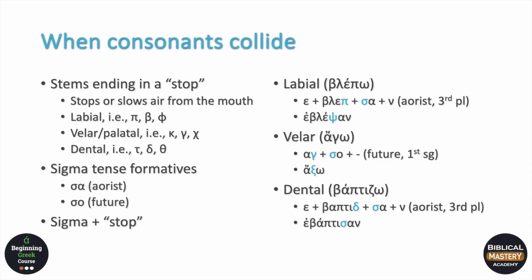And the same happens with the dental as well. The epsilon goes on the front. This is in the aorist, third person plural, just like with the labial there. And you get baptizo. Now, baptizo is an interesting word in the sense that the root actually ends in a delta, but in the present tense that delta turns into a zeta. And the interesting thing about these is these zeta verbs tend to be quite causative often, so causing someone to be dipped, if you like.